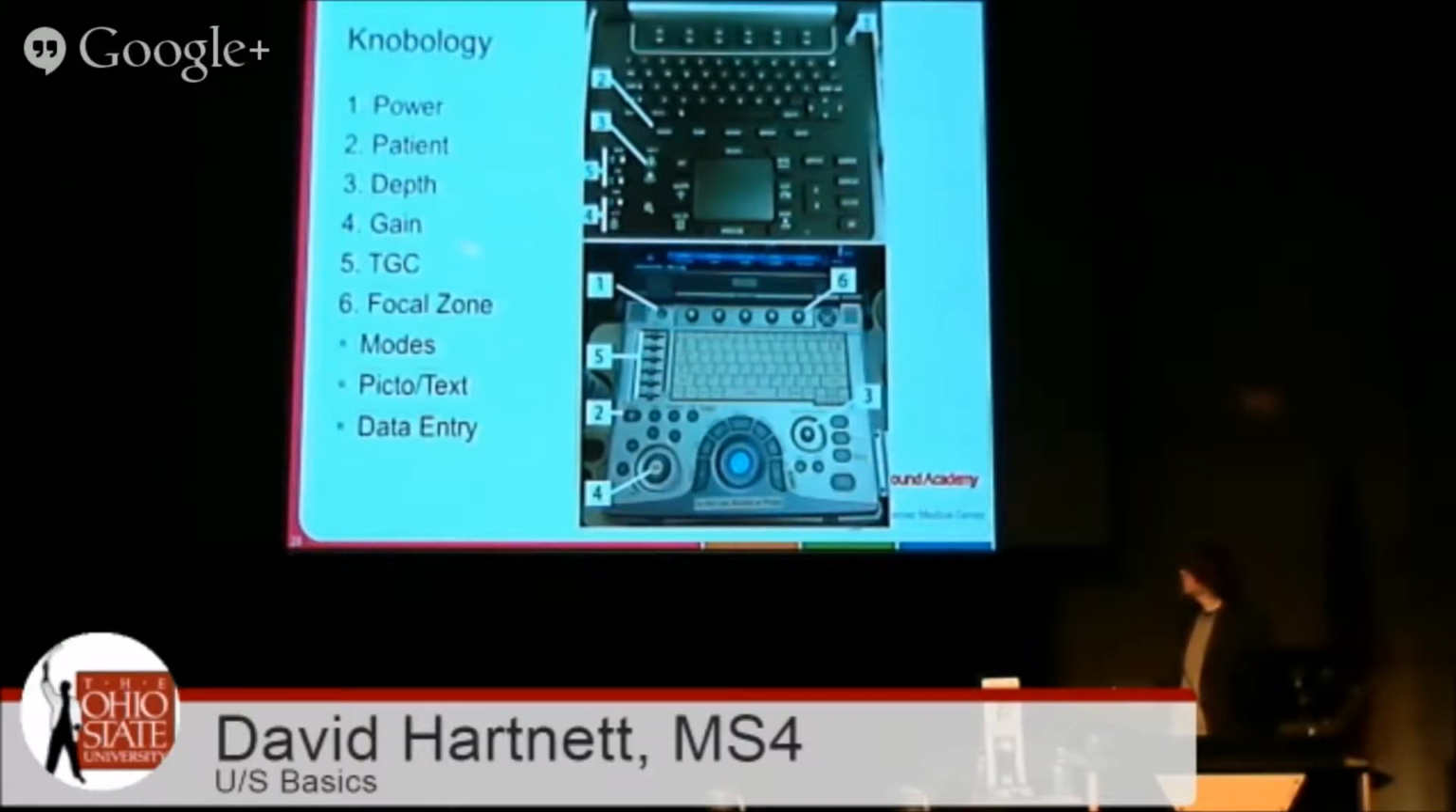The other thing is gain, which again is on some machines with buttons, on some machines with knobs, and this is going to change kind of the whole brightness of the field.